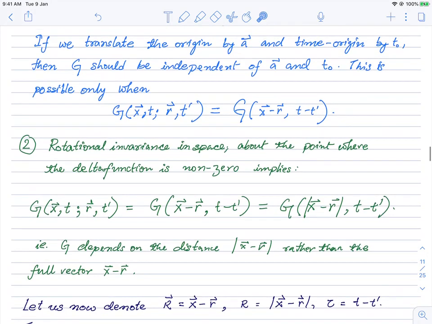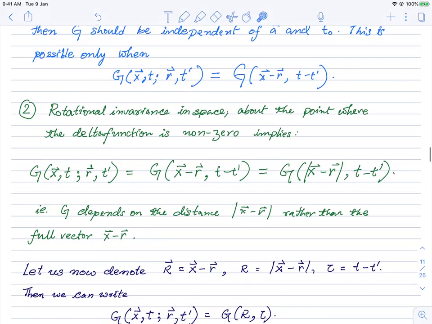So basically, if you consider, let's say this is the origin, this is the r vector. About this point, you would expect a rotational invariance in any direction, and that would tell you that the dependence on x and r is not only x minus r, but it should depend only on the magnitude of x and r. So it will only depend on the distance from this point x.